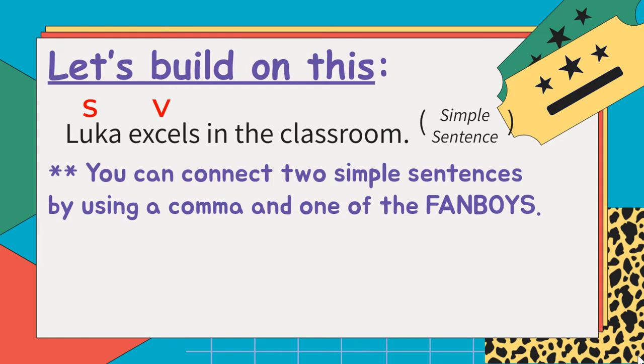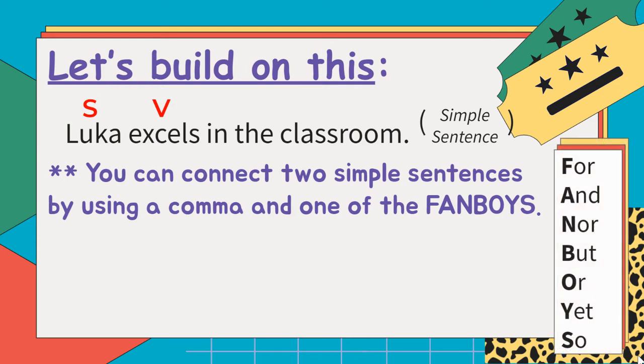Now, you can connect two simple sentences together by using a comma and one of the fanboys. Now, fanboys is an acronym. Each of these letters represents a word. So fanboys stands for, and, nor, but, or, yet, so. Those are the fanboys that I can use to connect two simple sentences together.